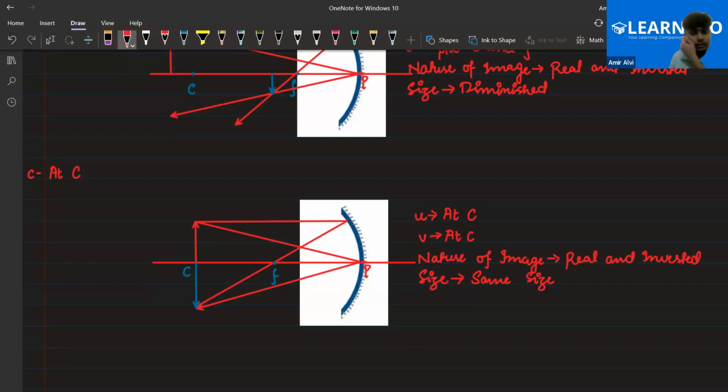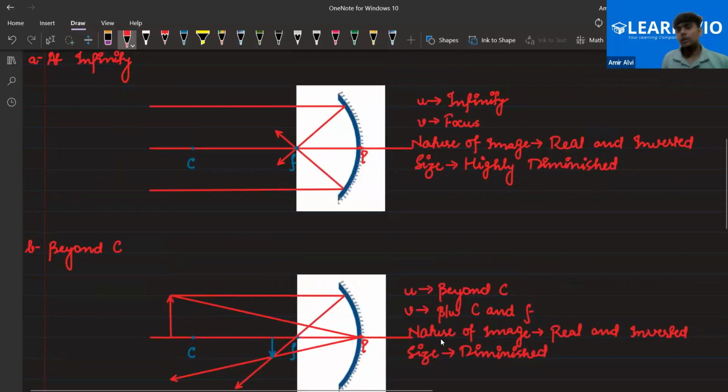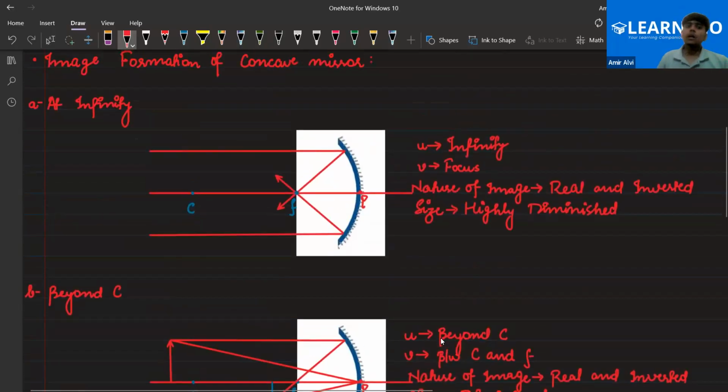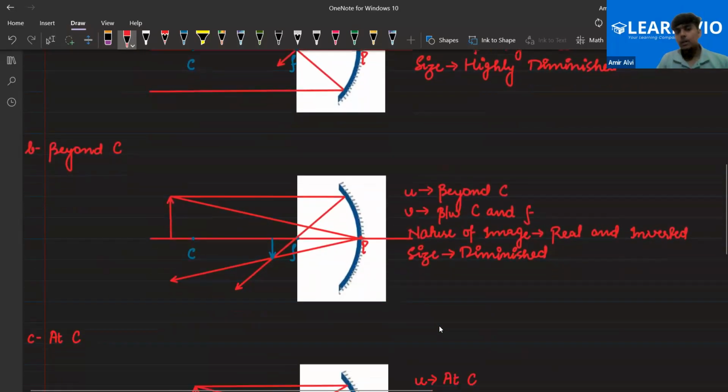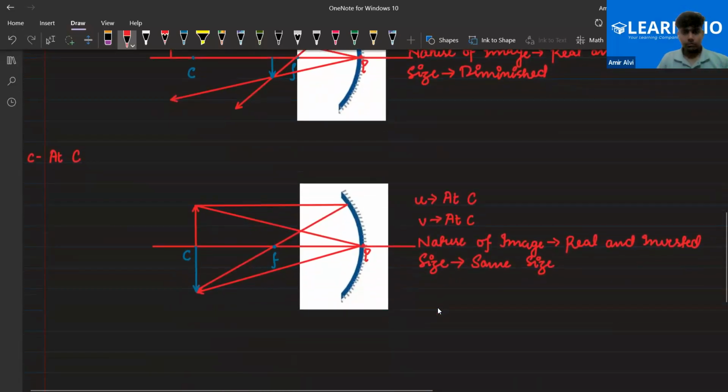Please do let me know everyone, is that clear to you or not? Yes, sir. Any doubt so far to anyone? No, sir. Okay. So that's how we form the images from the concave mirror. So these are the three cases. Three cases are left. Okay. So just give me a second.